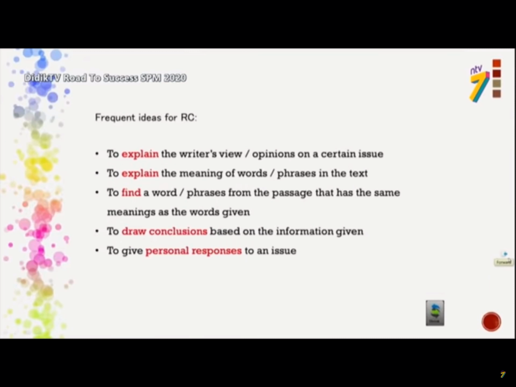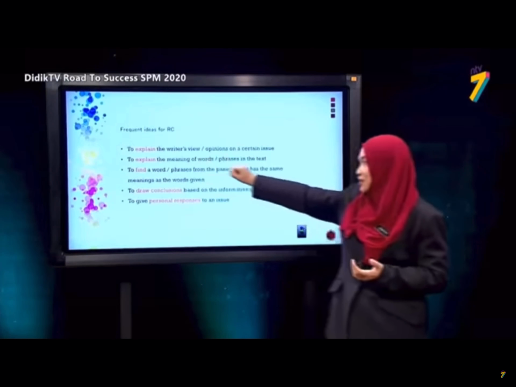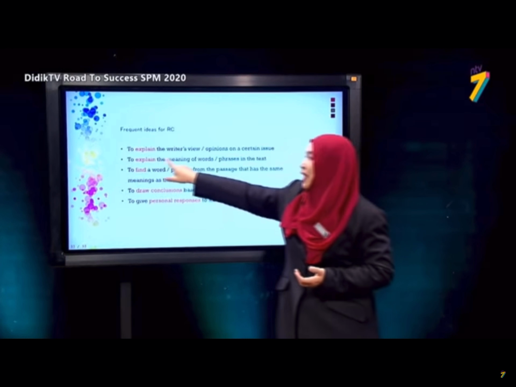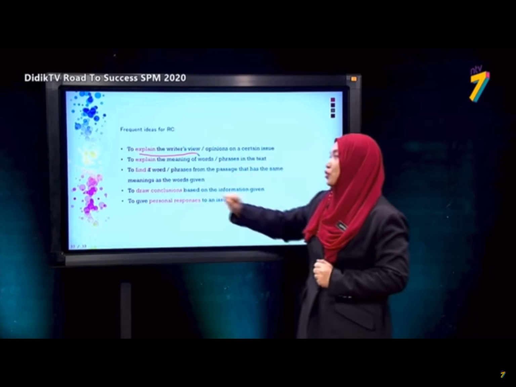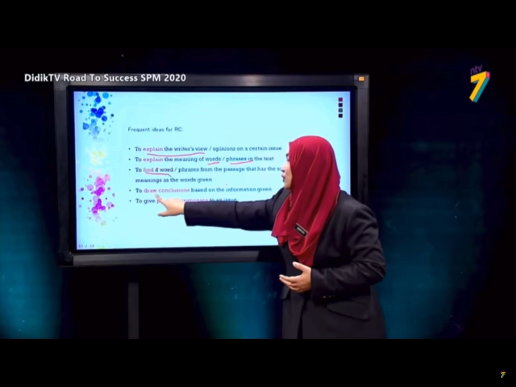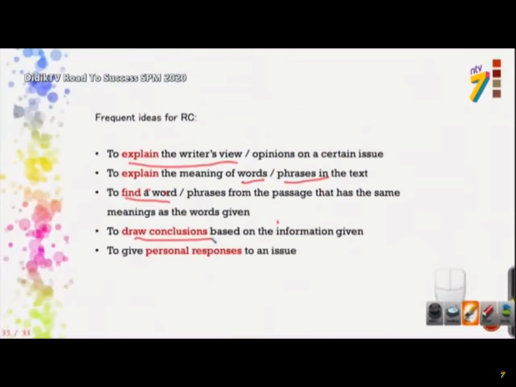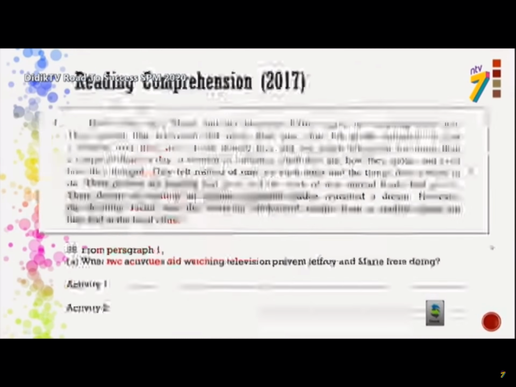Alright, frequent questions in reading comprehension. RC is reading comprehension. Usually they will ask you to explain the writer's view or the writer's opinions on a certain issue, or they want you to explain words. Sometimes words, sometimes phrases, or sometimes one word you have to find. Or sometimes they want you to draw conclusions. And finally, the last question usually asks you to give your own answer. What do you think if you are given this? Correct? Yes. Okay.